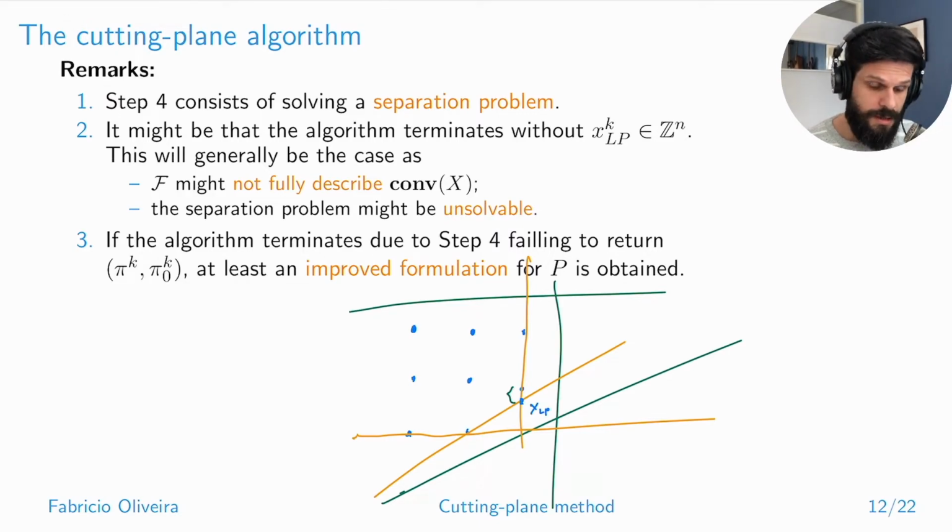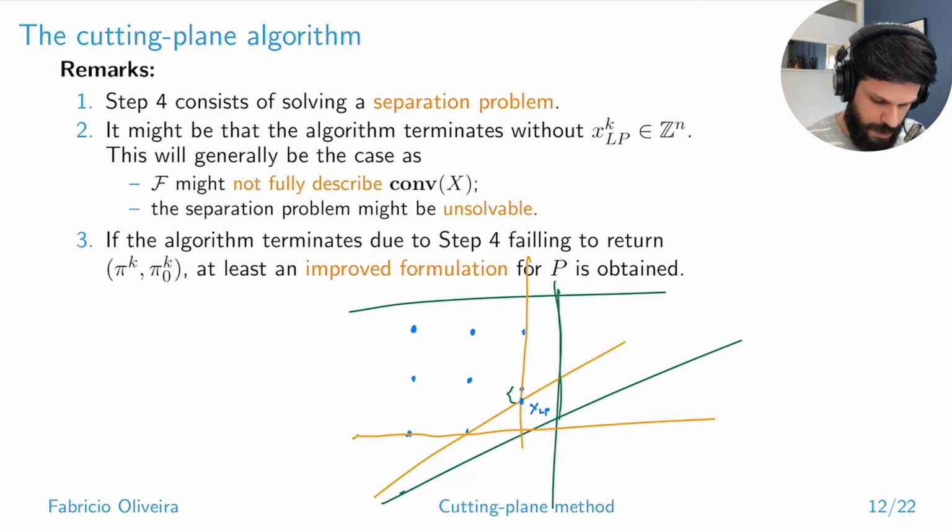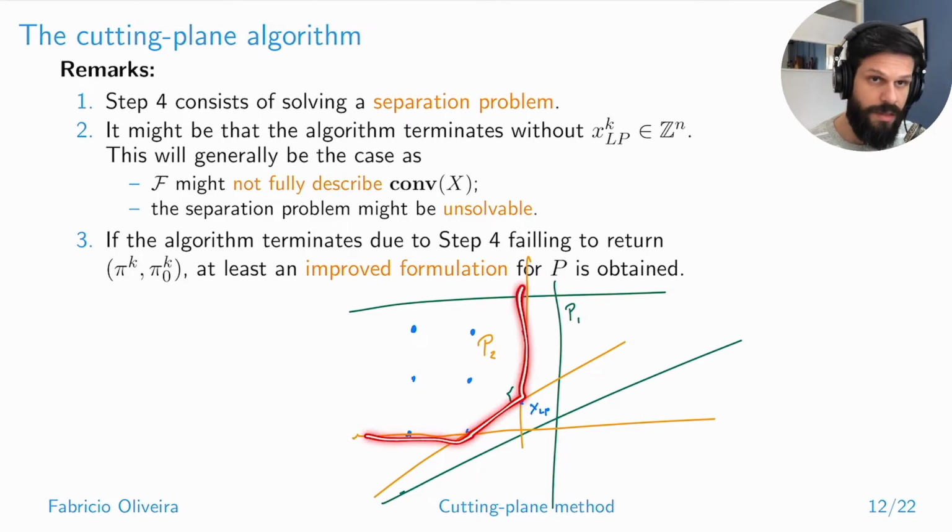But if you look at this carefully, your original formulation in green was this polyhedral set here. And now you have this polyhedral set. And you can see that P2 is contained within P1. So this consolation prize is actually a very good one. It means that you are left with a stronger formulation.